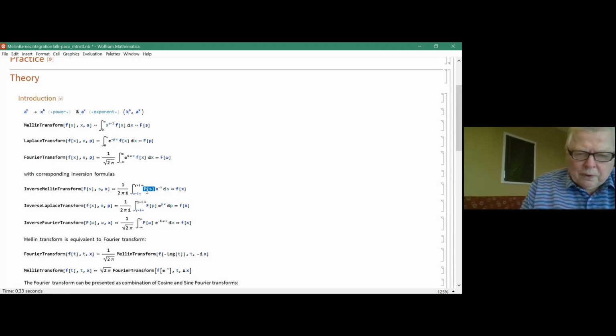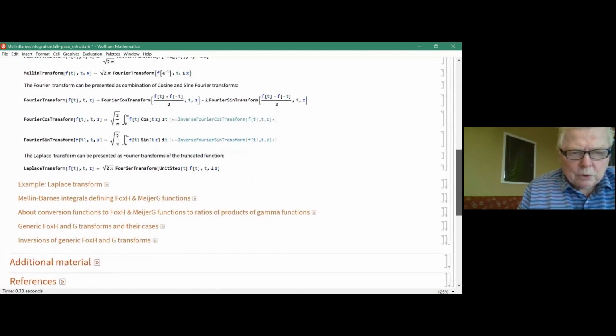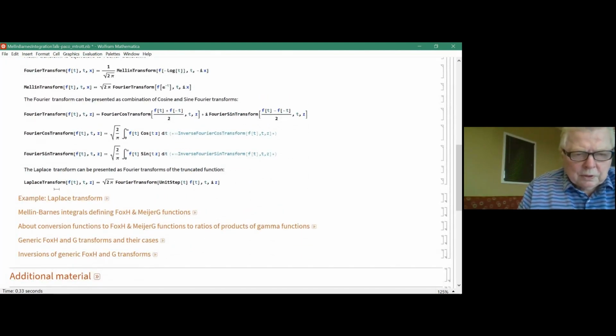We define a super function which has the name either MeijerG or the more generic FoxH function, but I will show it below. Here you see just basic formulas for transforms, and also here we see formulas which demonstrate how the Laplace transform is interrelated with the Fourier or Mellin transform.